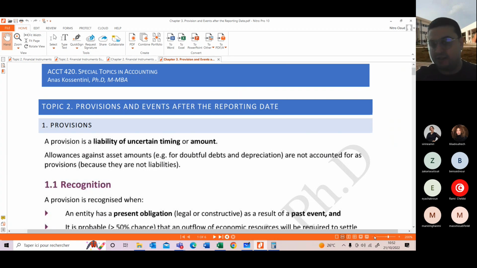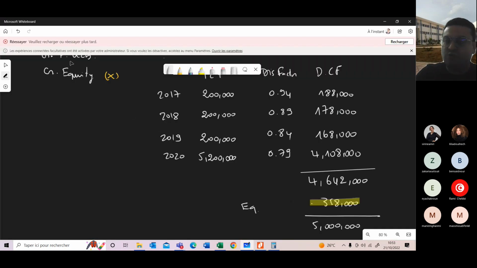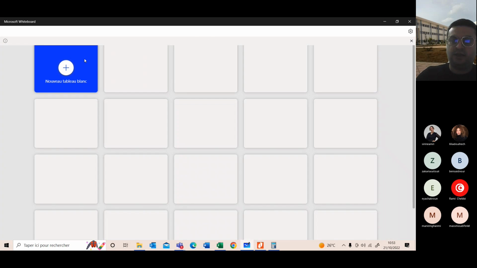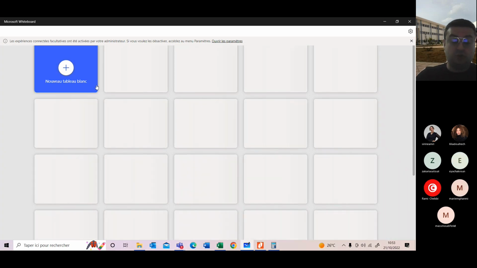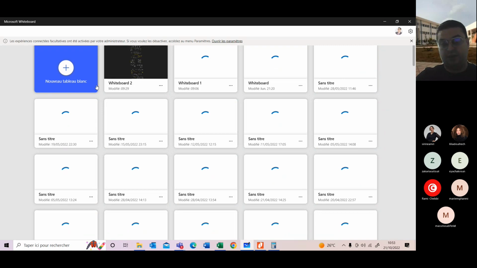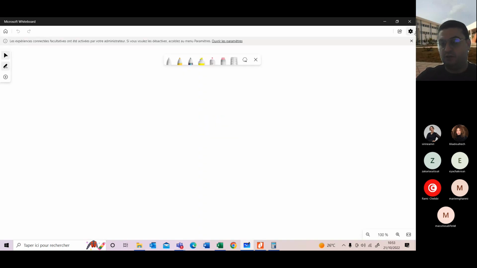What's a contingent asset? Remember, the terms are so important: provisions, contingent asset, contingent liability, etc. But first things first, we're going to discover the meaning of provision. Because the title is events after the reporting date, it's somehow confusing, and I will let you know why. So normally after the reporting date, we should do nothing. Normally, I say normally, but not in all cases.